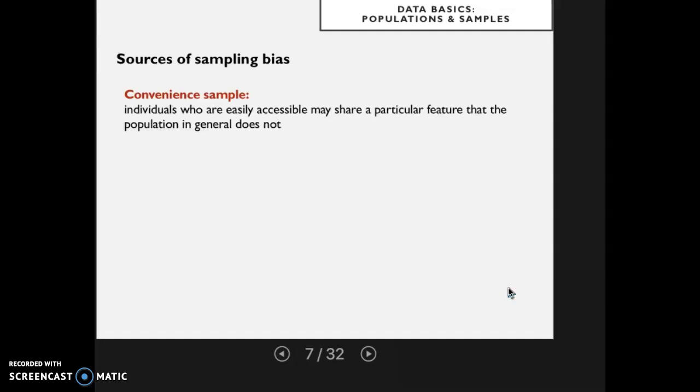Sources of sampling bias in research. It's not that infrequent that researchers use what we call a convenience sample. Those are individuals that are easily accessible to the researcher. In the example we gave, the researcher was probably from Baltimore, maybe they worked at the hospital in which the sample was obtained, so it was convenient to select that particular sample. However, they may share a particular feature that the population in general does not.